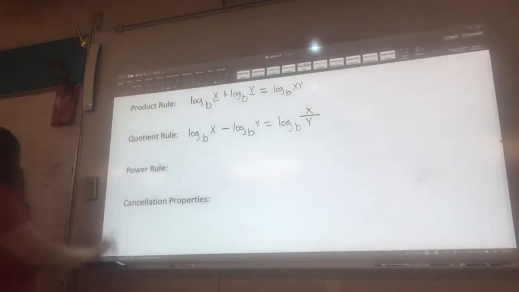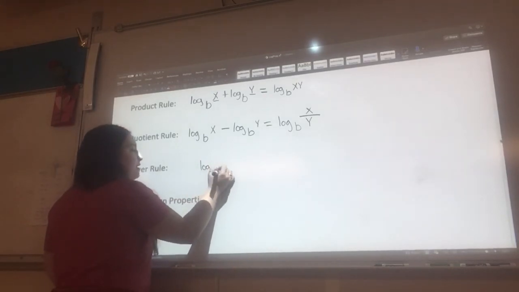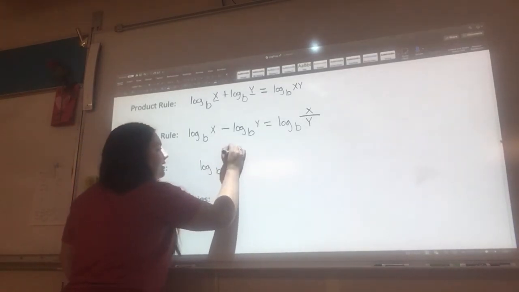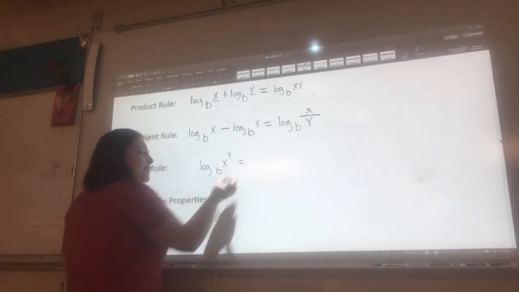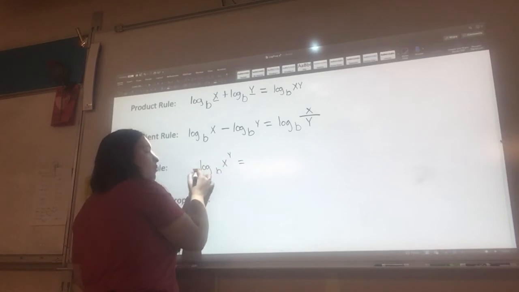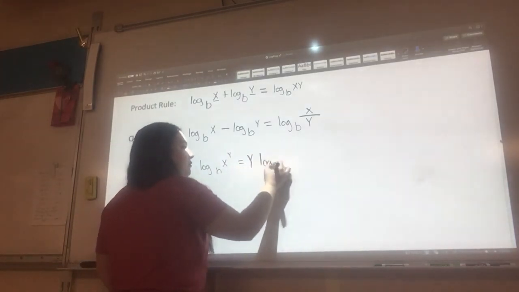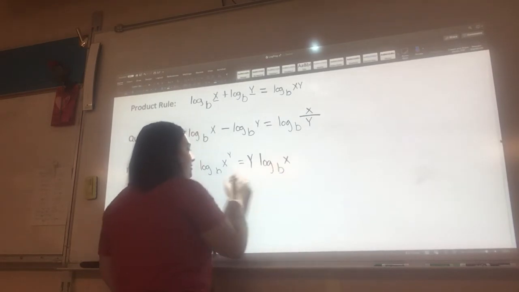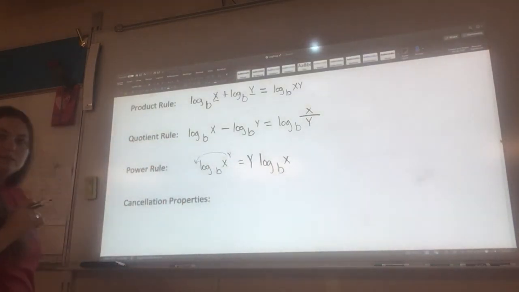Properties of logarithms. Our next one is the power rule. The power rule states that log of any base x to an exponent of y is the exact same thing as moving the y to be in front of the log with the same base of x. So the y moves in front of the log.